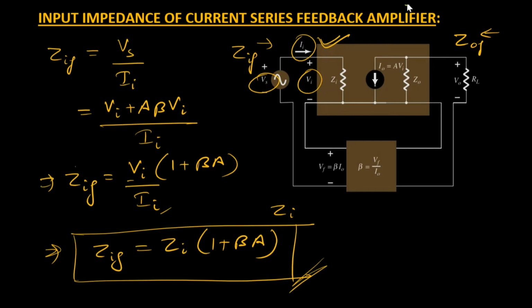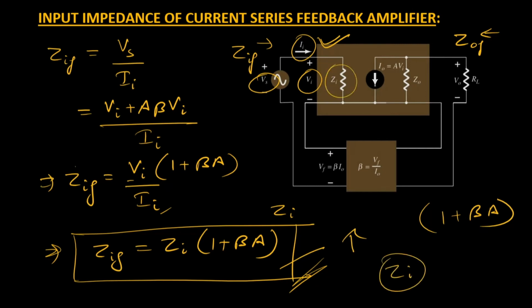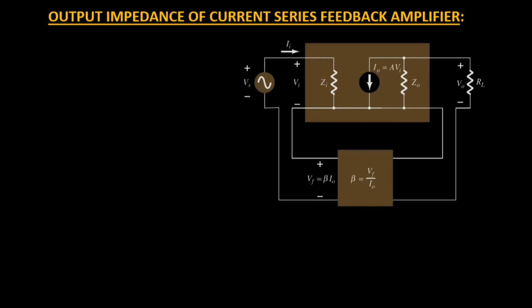So from here we can conclude that the input impedance value actually is increased by a factor 1 plus beta A. Without negative feedback, the impedance would have been Zi only, right? But with the introduction of feedback, the input impedance Zi is basically scaled by a value 1 plus beta A. So we have already assumed the output feedback impedance to be ZOF, right?